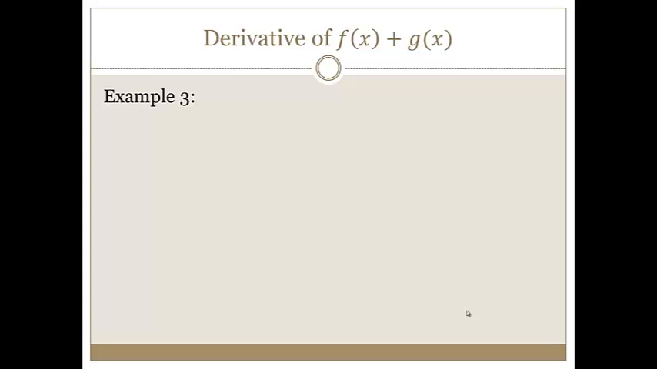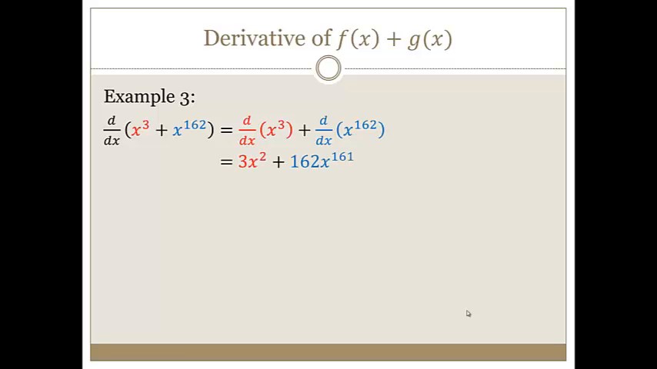Let's use this now to compute some more examples. Consider the derivative of x cubed plus x to the 162. Since this is the sum of two functions, x cubed and x to the 162, we can use our newfound property to rewrite this as the derivative of x cubed plus the derivative of x to the 162. And since these are just powers of x, we can compute their derivatives as 3x squared plus 162x to the 161, which gives us the derivative we were looking for.